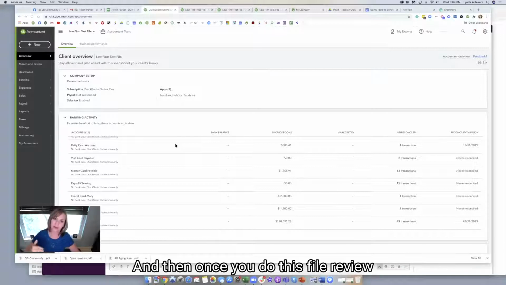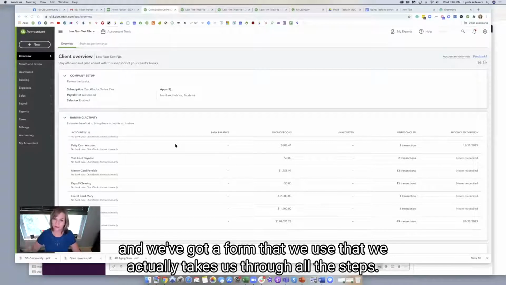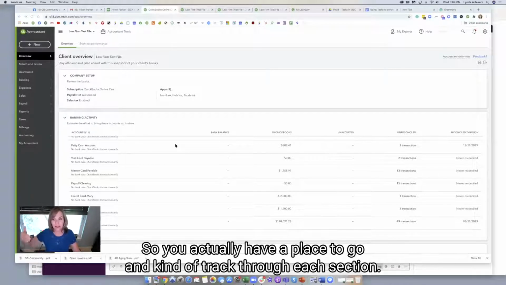And then once you do this file review, we've got a form that we use that takes us through all the steps, so you actually have a place to go and track through each section.